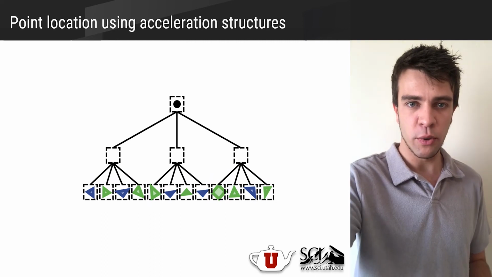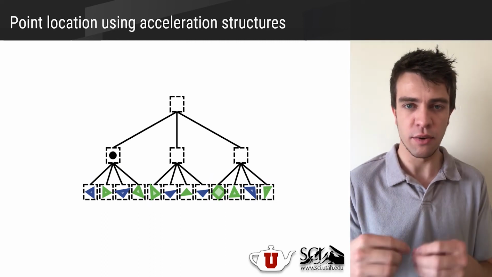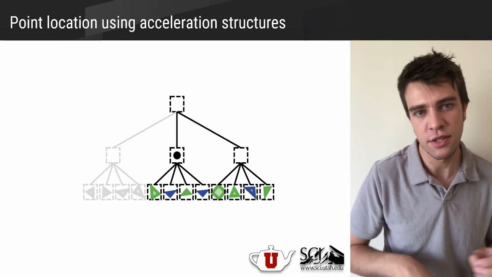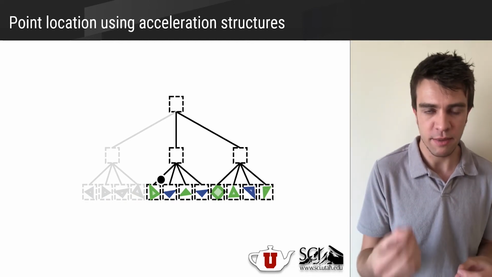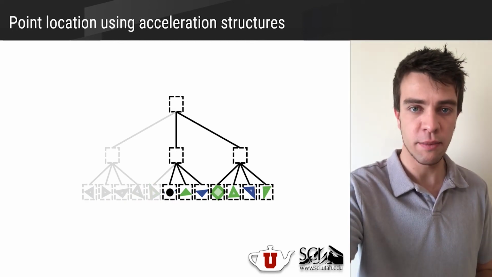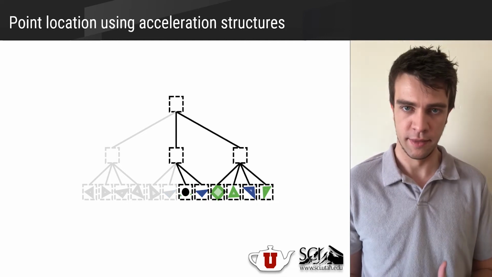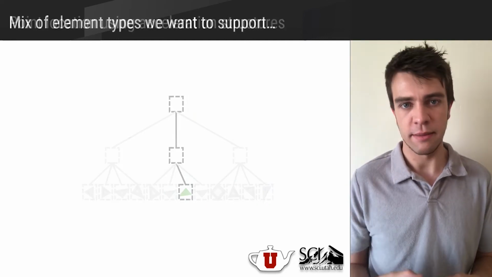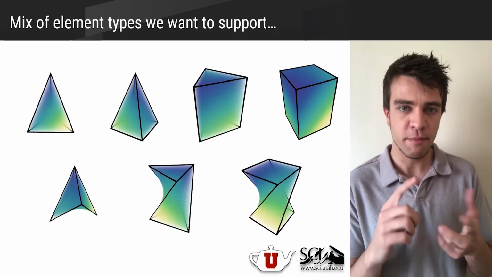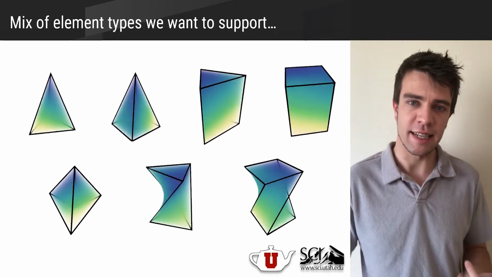We can test if our query point is within one of the internal node bounds, and if so, we traverse that node's children. And then at the leaf, we can use a point and element containment test to determine which element contains our point. In this work, we explore a mix of element types, specifically tetrahedra, pyramids, wedges, and hexahedra.